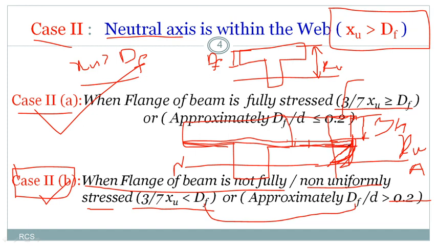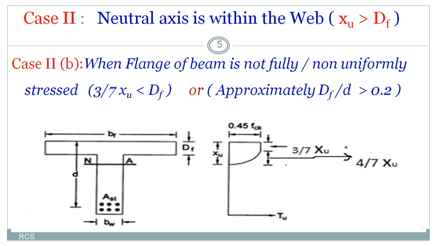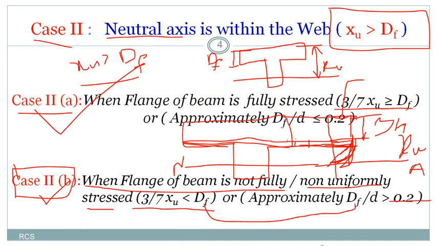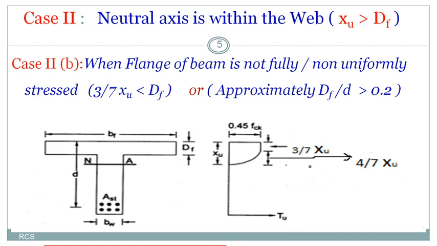That's why I can call it a non-uniform distribution or partially distributed. So with this concept, let us go to the analysis of this case. That is case number 2, that is B, when the flange of the beam is not fully stressed or is non-uniformly stressed. This case occurs when 3/7 of xu is less than Df, and approximately Df by d is greater than or equal to 2.